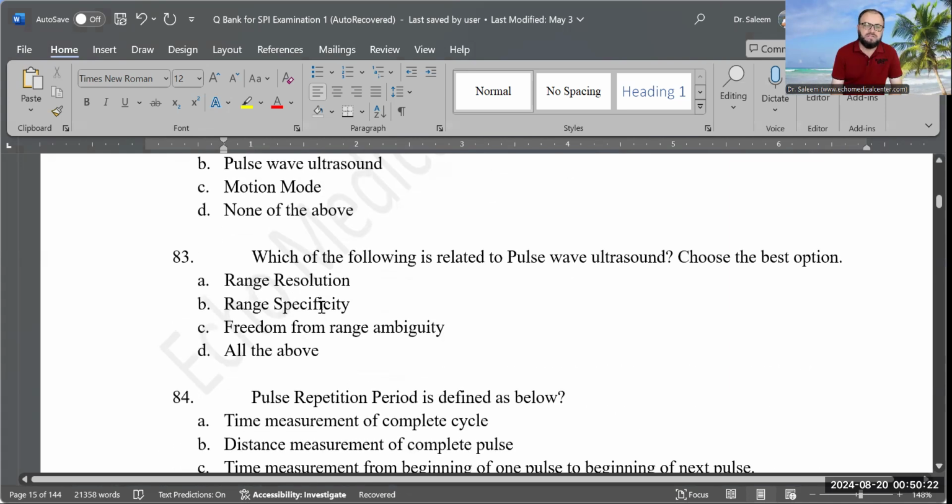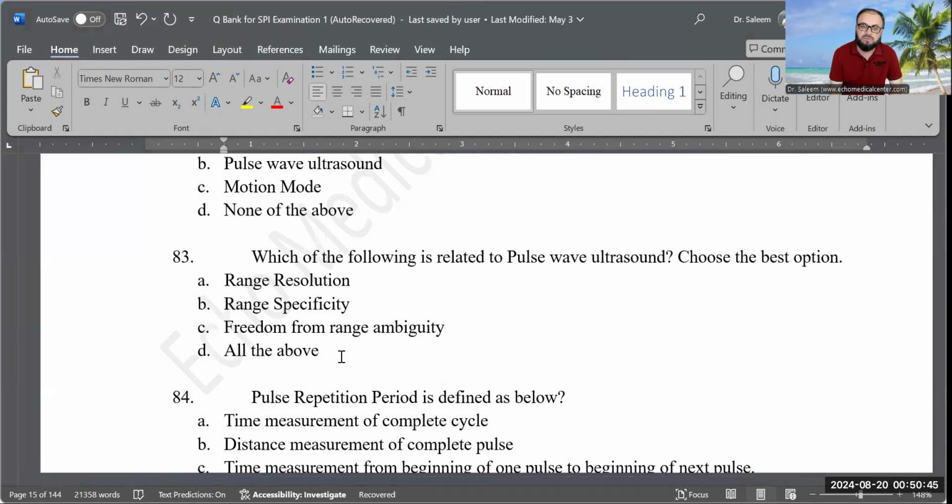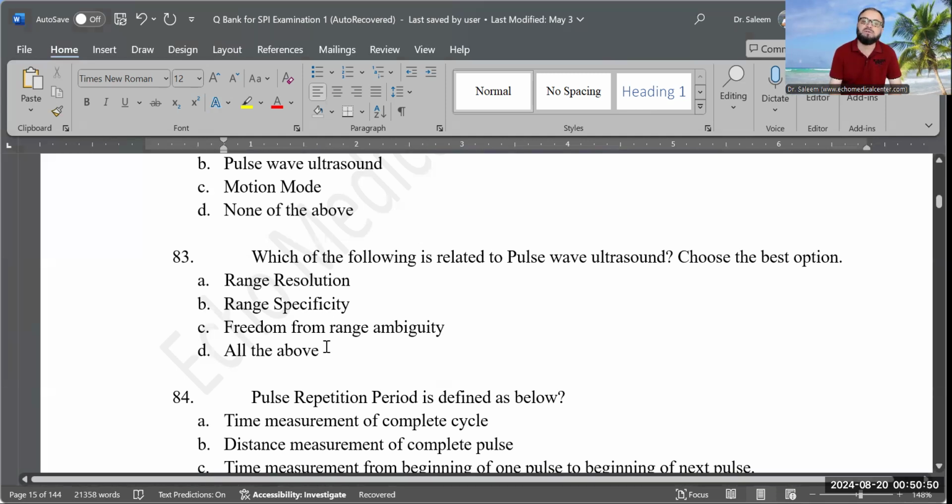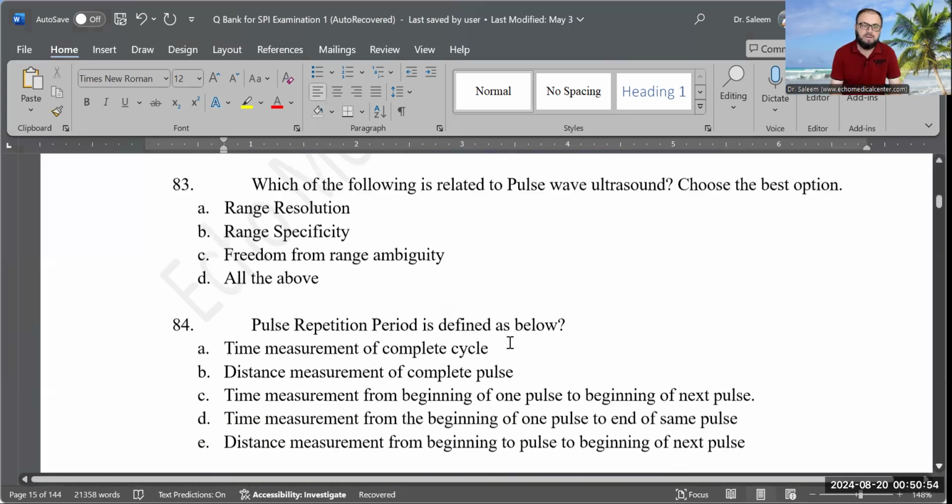Now, the question is, which of the following is related to pulse wave ultrasound? Choose the best option. Now, look at the options: range resolution, range specificity, freedom from range ambiguity, or all of the above. Which of these options is more suitable for pulse wave ultrasound? Yes, all 3 of the answers. So all of the above is the correct answer. Absolutely correct.